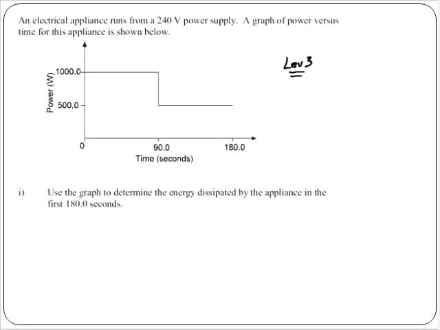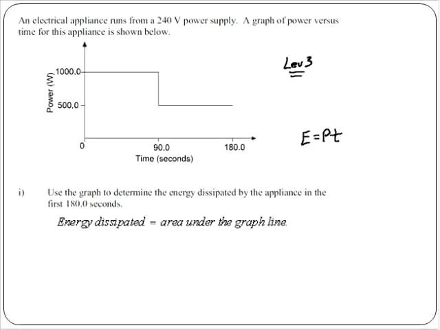It says we've got an electrical appliance running off a 240 volt power supply. So that could be an oven, it could be an electric dryer, it could be a hot water tank, those types of things. And it shows us how much power is used in so many seconds. Well, remember that energy equals power times time, right? Now, because we got a graph, power times time is actually the area under that graph. So that's the way we're going to do it.